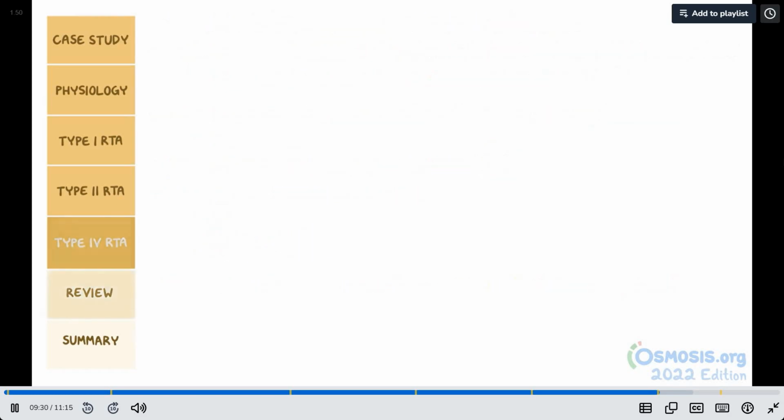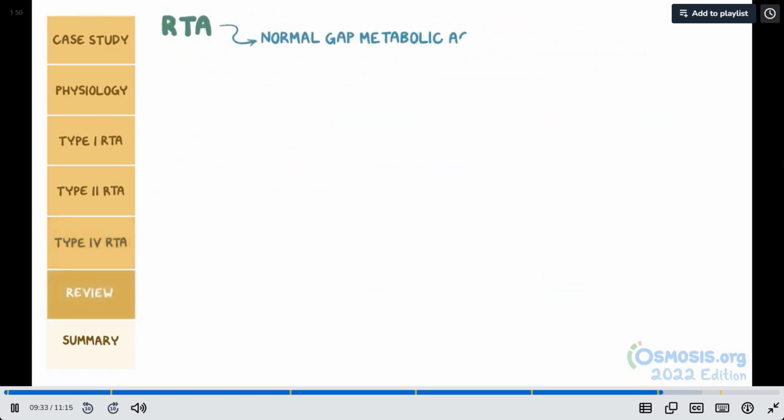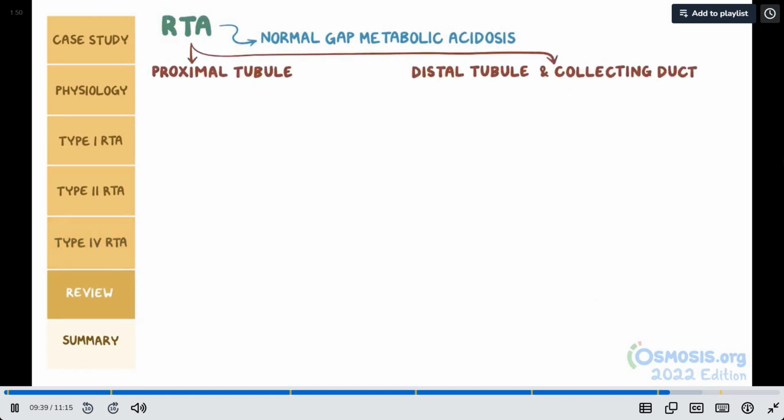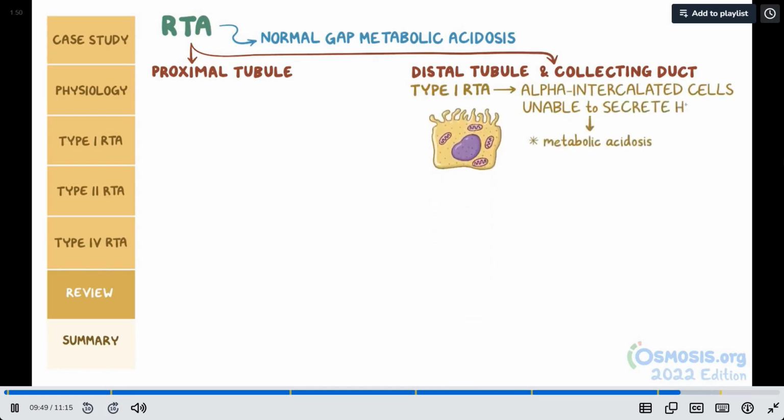Alright, as a quick recap. RTA is a cause of normal gap metabolic acidosis. It can develop in either the proximal tubule or the distal tubule in the nearby collecting duct. With type 1 RTA, the alpha intercalated cells of the distal tubule and collecting ducts are unable to secrete hydrogen, leading to metabolic acidosis. Hypokalemia and the urine pH will be above 5.5.